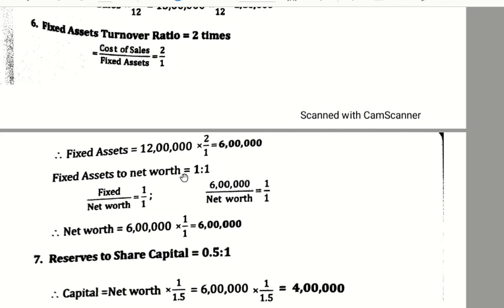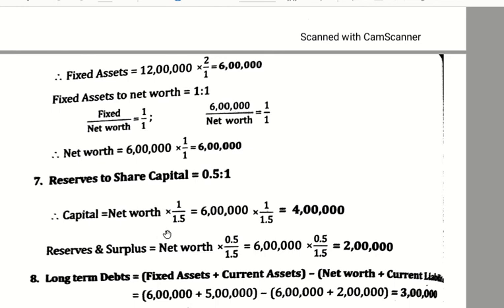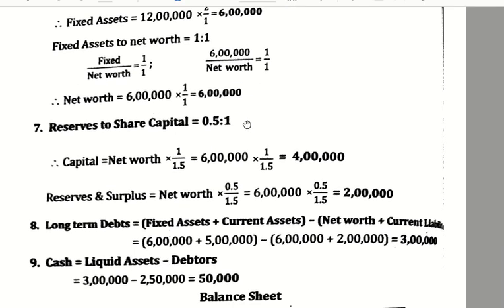Fixed assets to net worth is equal to 1:1. So fixed assets by net worth is 1 divided by 1. 6 lakhs by net worth is equal to 1 divided by 1. Therefore net worth is equal to 6 lakhs into 1/1. Therefore net worth is 6 lakhs. Reserves to share capital, we have the ratio which is given as 0.5:1. So therefore share capital is equal to net worth into 1/1.5, which is 6 lakhs into 1/1.5, which is equal to 4 lakhs.